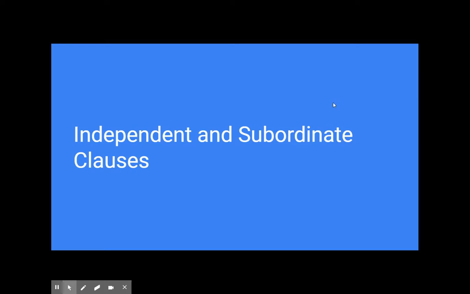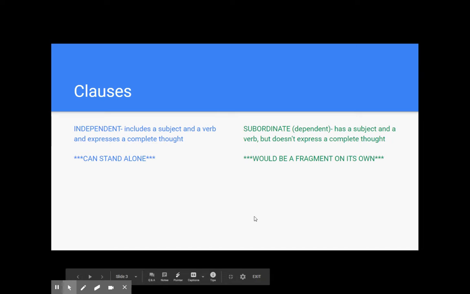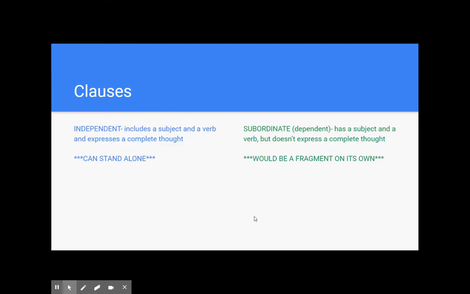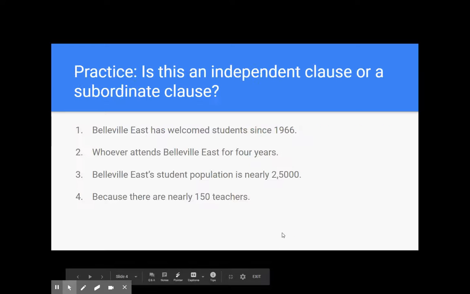Okay, so just a reminder, an independent clause is a clause that includes a subject, a verb, and it expresses a complete thought. That would be a complete sentence if it was standing alone. On the opposite side, we have dependent clauses. These are known as subordinate clauses. They are reliant on an independent clause. They have got to be attached to an independent clause. A subordinate clause will have a subject and a verb, but it will not express a complete thought. So it would be a fragment on its own.